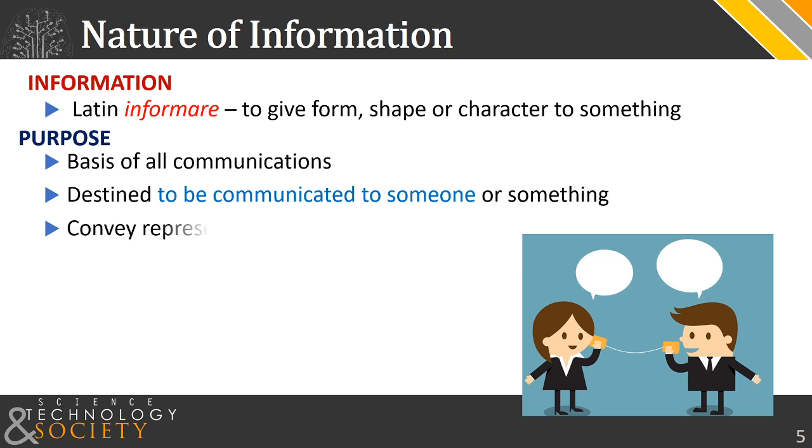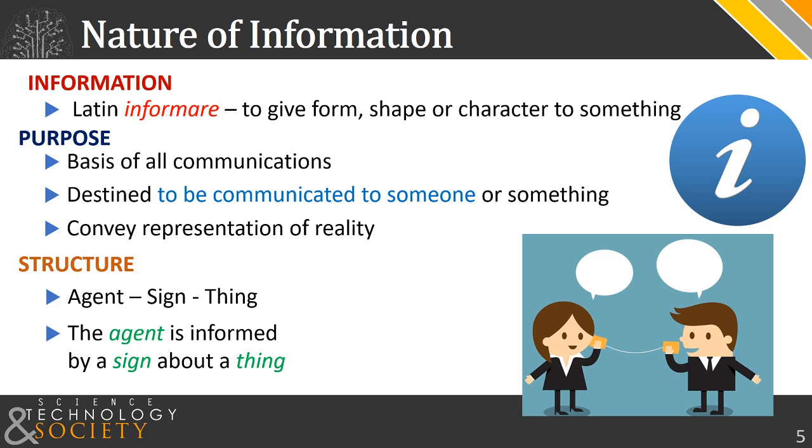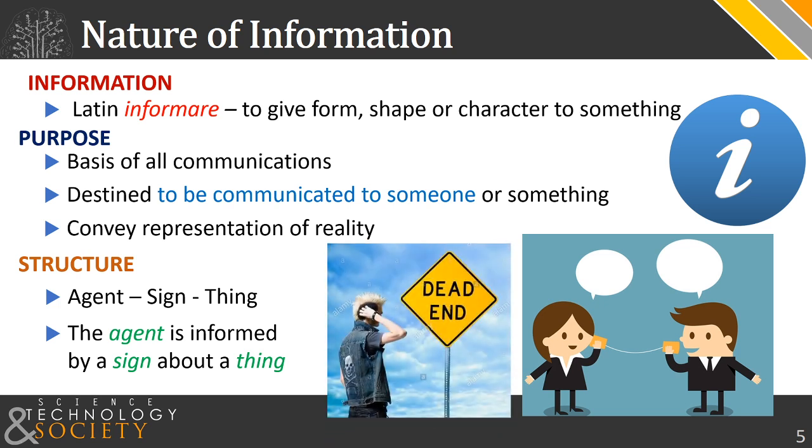Information can convey a representation of our reality. For instance, this is a symbol, which represents information. The structure of information usually involves 3 essential attributes: agent, sign, and thing. The agent is the one interpreting the thing, which is then represented by the sign. In this picture, the man is the agent. And the sign informs him that he can no longer go any further, since it's a dead end.